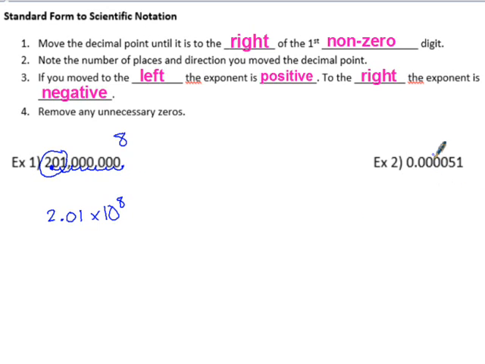Alright, here's example 2. Now this time it's a small number, right? It's a decimal, 0.000, so it's less than a penny, because think about it, if we have a penny, it would be 0.01, so this is a very small number. Okay, but I'm going to do the same thing. I'm going to move it to the right of the first non-zero digit. So 5 is my first non-zero digit, so I'm going to go to the right of the number 5. So 1, 2, 3, 4, 5. So my new number is 5.1 times 10, and I moved 5 places to the right, so my exponent is negative 5.